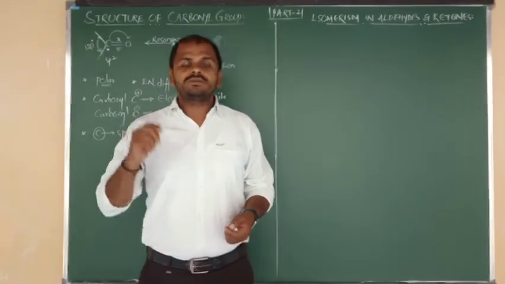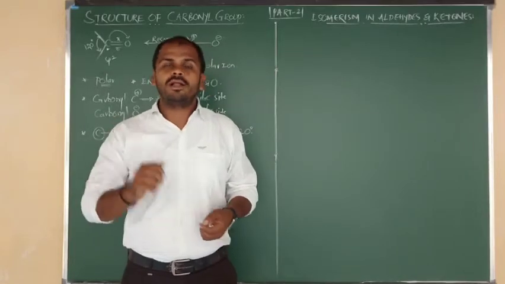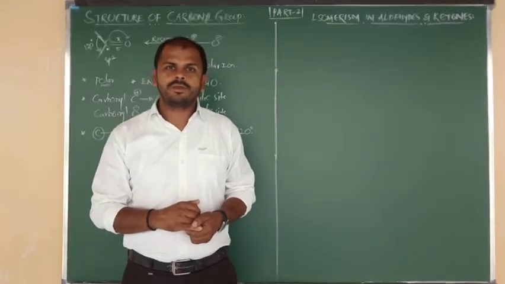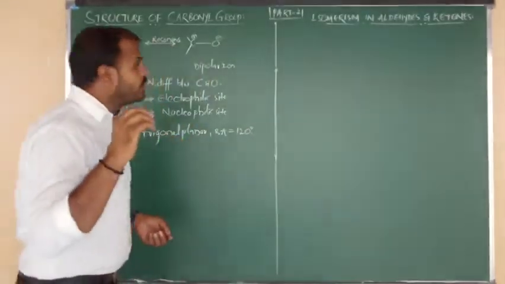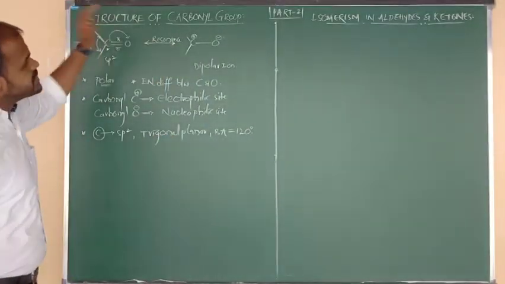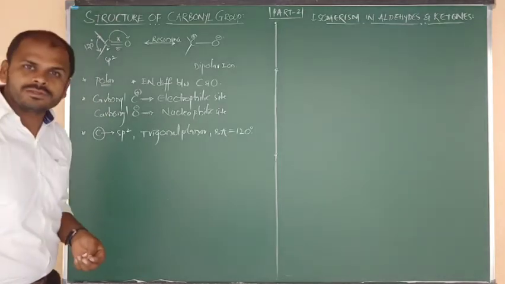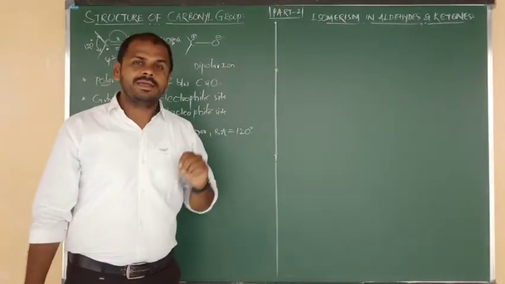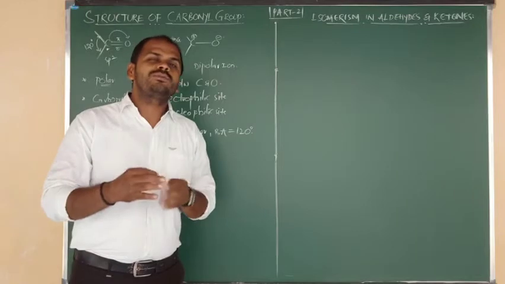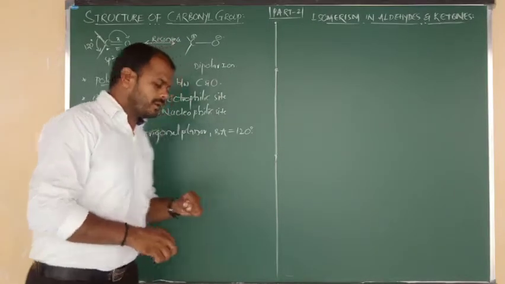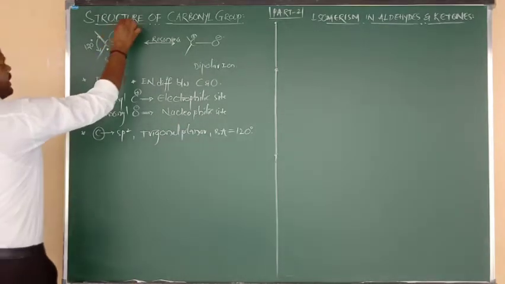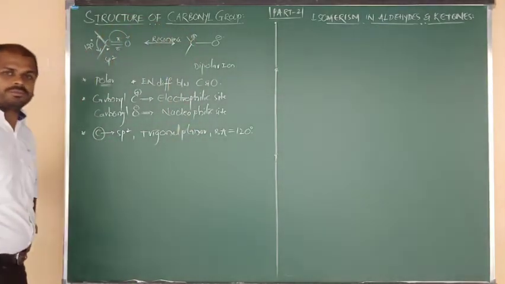In the last class, we saw the nomenclature of aldehydes and ketones. Now in this class, I am going to discuss the structure of the carbonyl group and also isomerism in aldehydes and ketones, along with a few preparations. Let me first explain the structure of the carbonyl group.